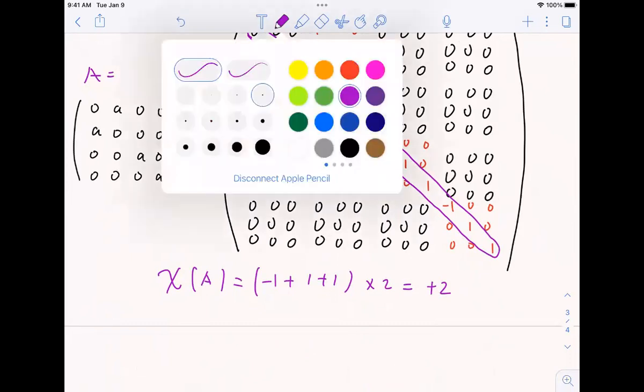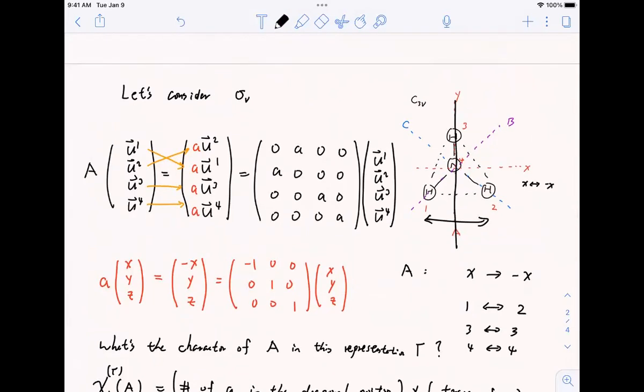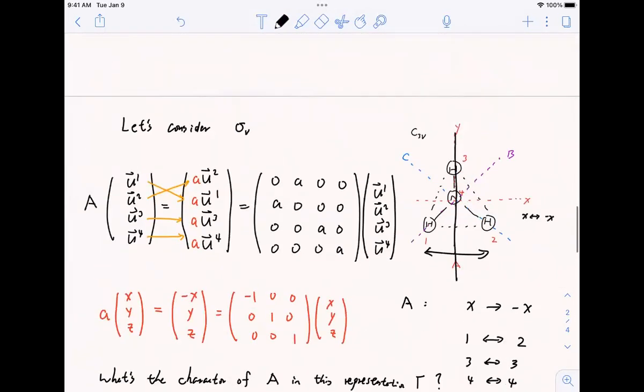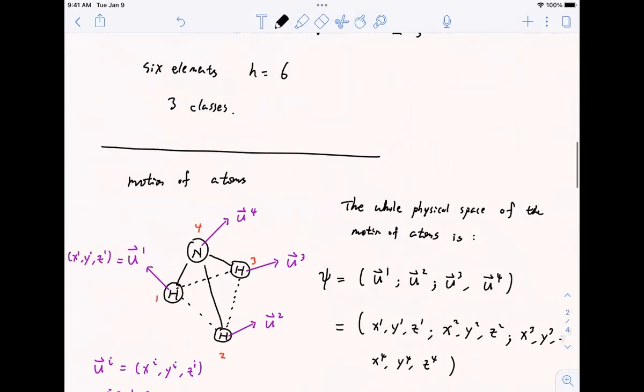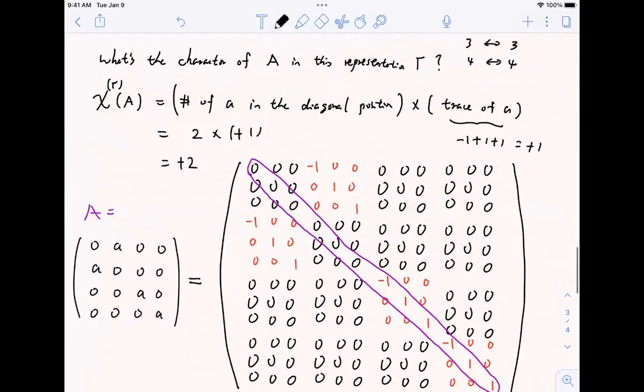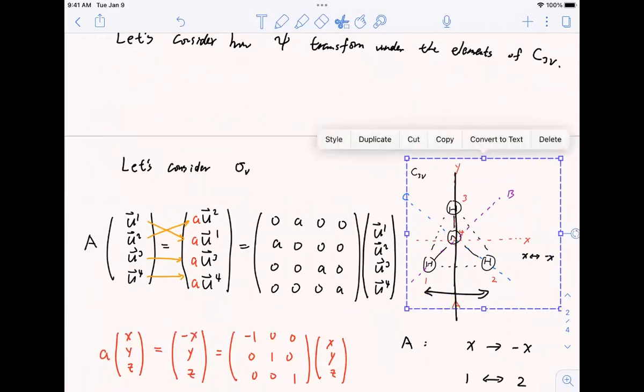Okay, let's do more. I'm doing this in detail so that you know the flow, but later we can move faster as you get used to it. Once you know this, you don't need to do B and C anymore because they belong to the same class. All the elements in the same class have the same character. So let's deal with this class, deal with D. What is D? D is rotation. So you just copy this.